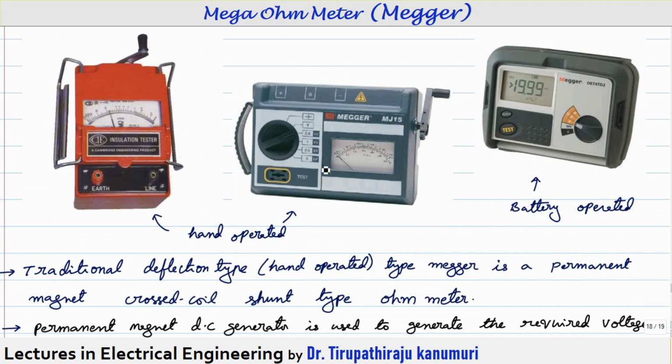Inside, a permanent magnet DC generator will be there, that will generate the required voltage by rotating this crankshaft. So this crank will be rotated to produce the voltage, and that voltage will be used for measuring the insulation resistance of the unknown resistance. This is the positive terminal, which will be connected to one side of the insulating material, and this negative terminal will be connected to the other side.